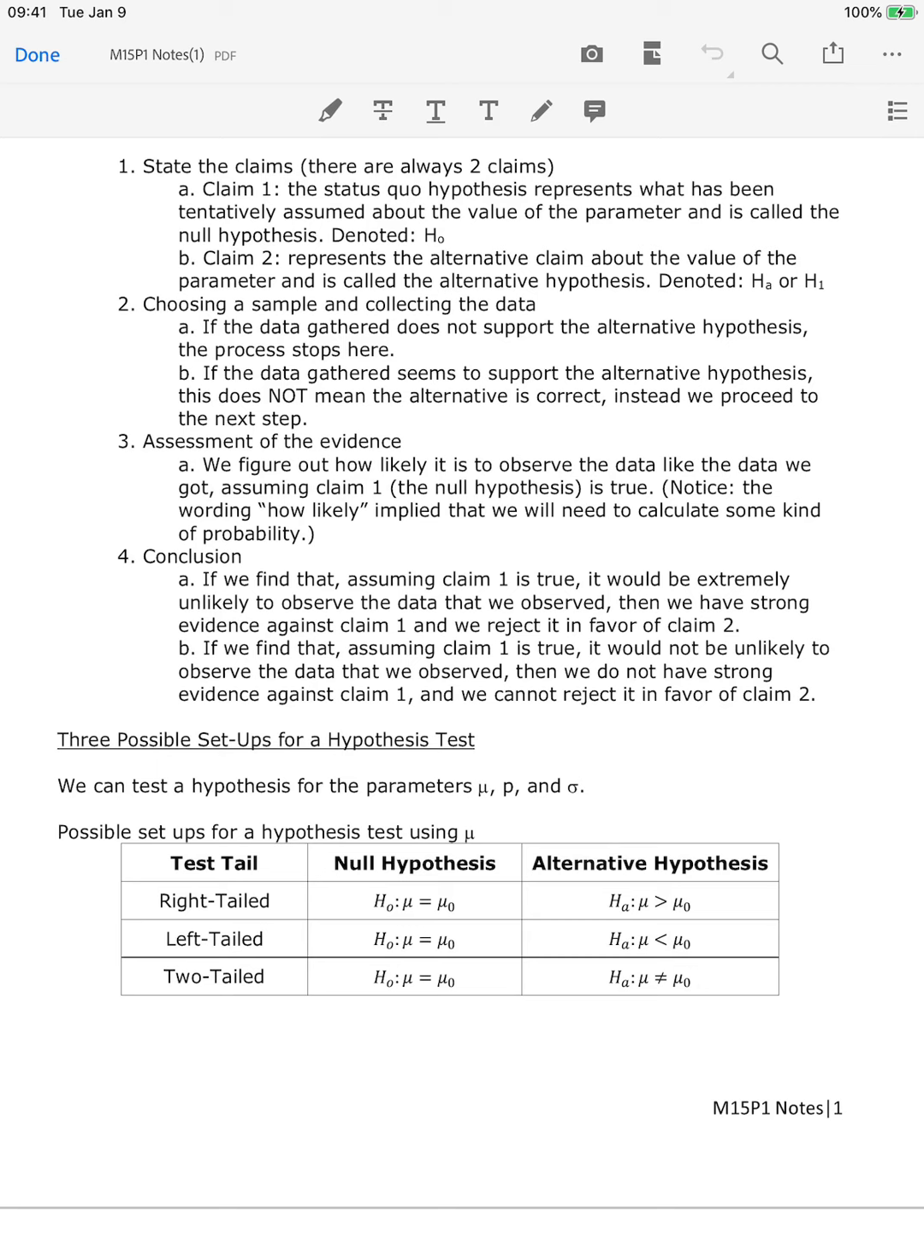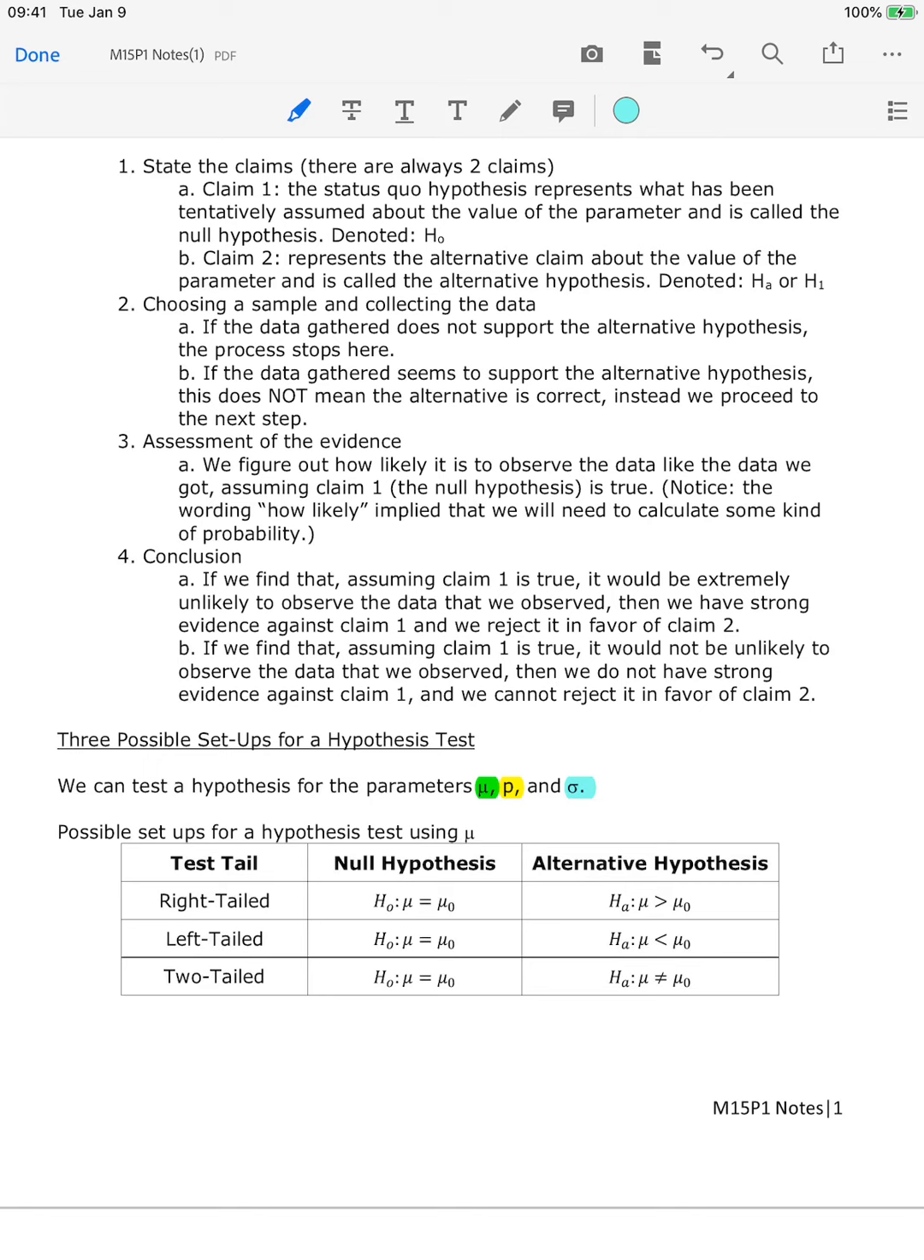So when we do a hypothesis test, we can test for 3 different parameters. We can test for mu, we can test for p, and we can test for sigma. So remember, mu is the population mean, p is the population proportion, and sigma is the population standard deviation.